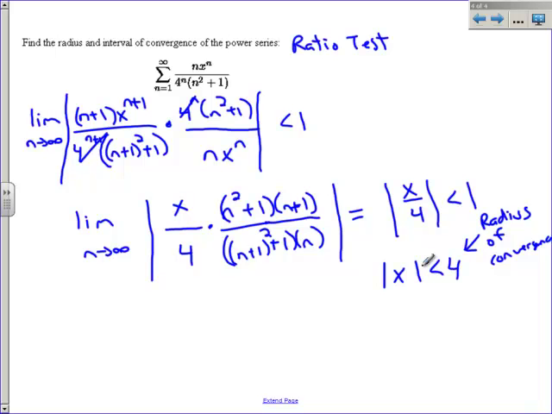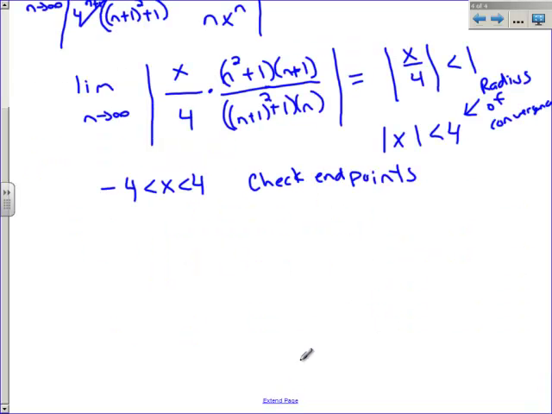But we're going to take a look at the endpoints to see if we can use those as well. So we're going to turn this radius of convergence into an interval of convergence statement. Absolute value of x is less than 4 means -4 has to be less than x has to be less than 4. Now we have to check our endpoints. I want to see if I can use -4 or if I can use 4. Like in that natural log interval of convergence, it went from 0 to 2. You couldn't use 0, but you could use 2. So let's take a look at how you check your endpoints.